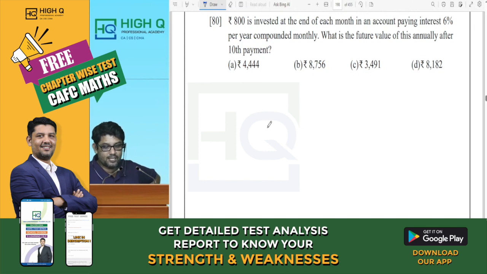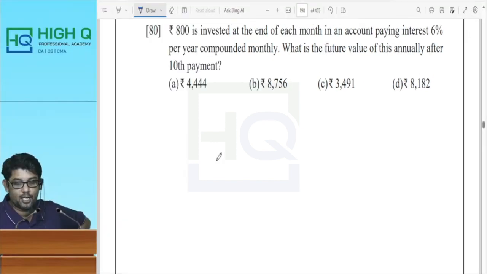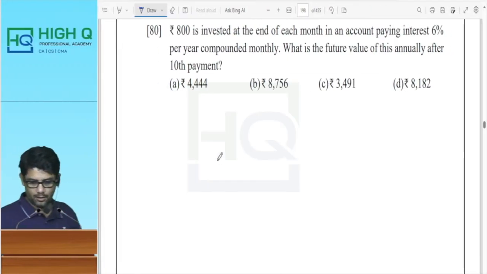₹800 is invested at the end of each month in an account paying interest 6% per year compounded monthly. What is the future value of this annuity after the 10th payment? Can you please do this one? What is the answer, my dear?